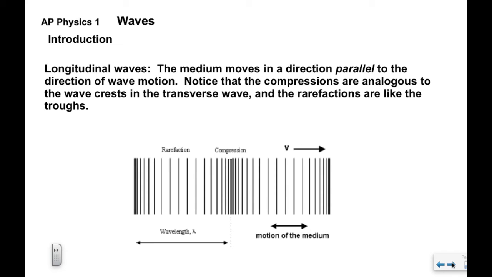Now, the other type of wave we're going to look at is a longitudinal wave. In this case, the medium moves in a direction parallel to the direction of wave motion. So instead of a crest and a trough, we have what's called a compression and a rarefaction. The medium itself is compressed, or sort of squashed together, at the compression and then stretched apart at the rarefaction.